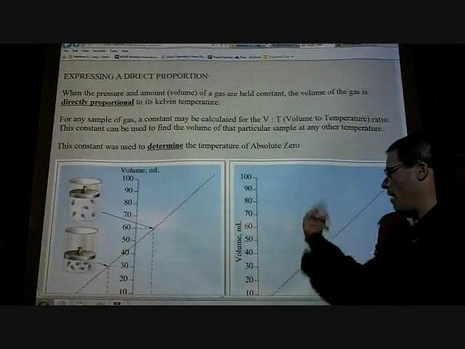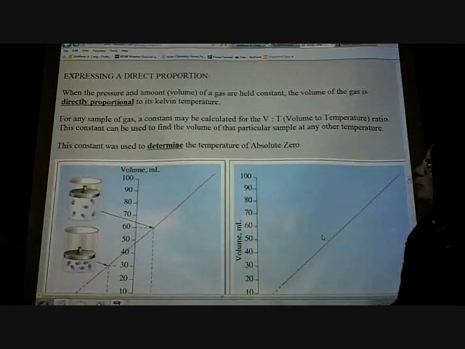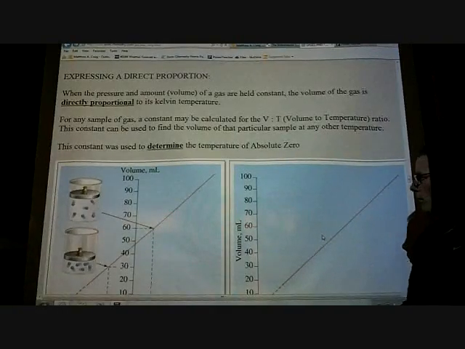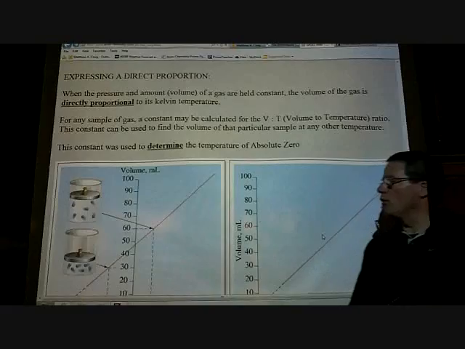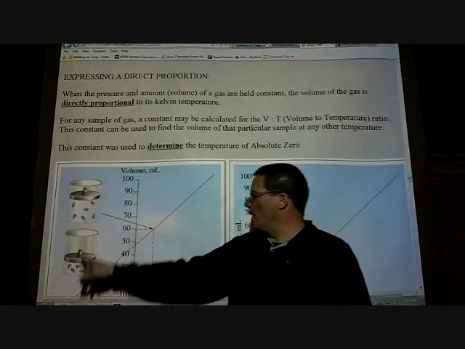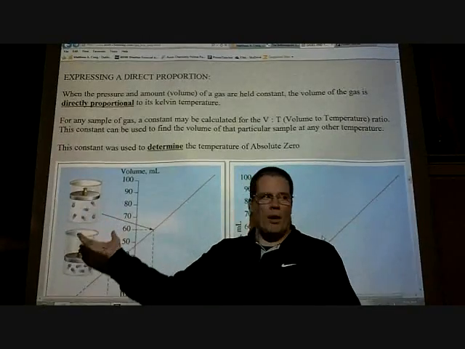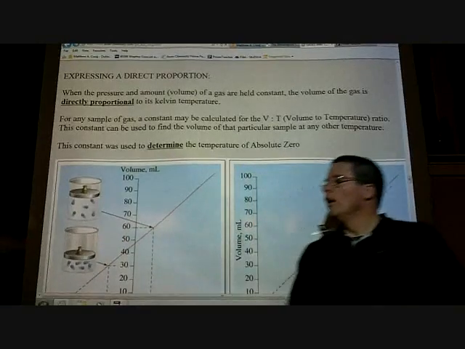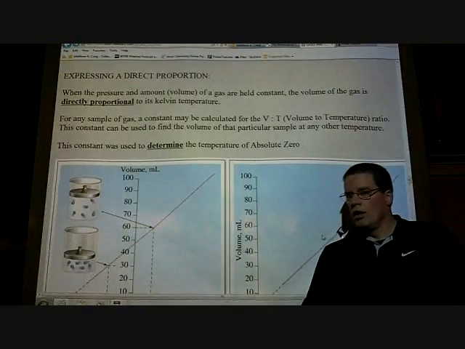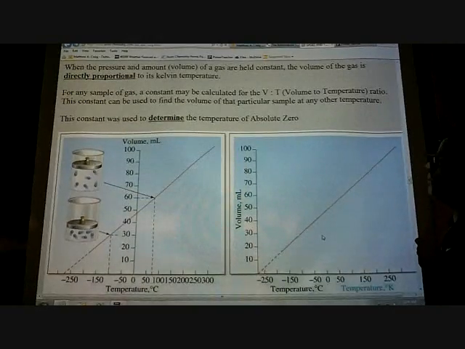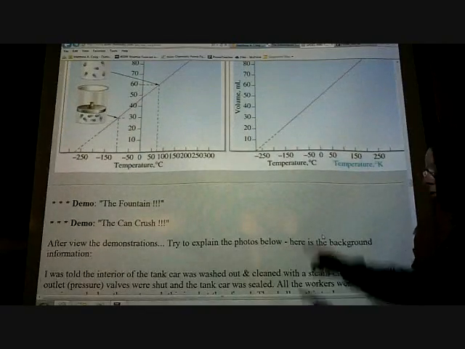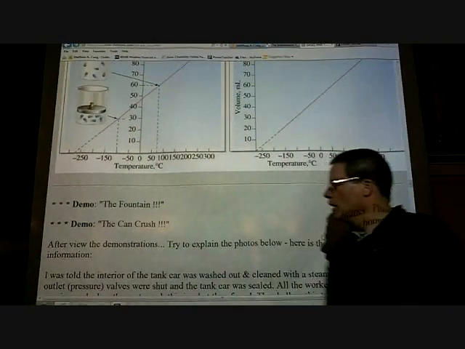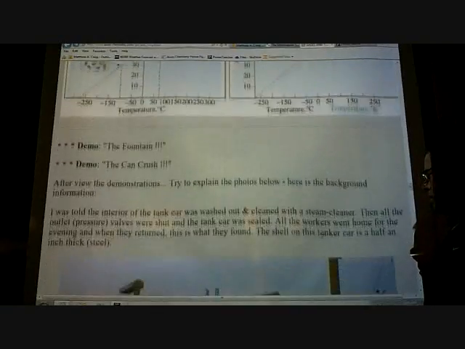And here's a nice little graphic that you have in your notes that shows the directly proportional relationship. As the temperature increases, so does the volume. Notice that in this graphic here, there are the same number of particles, but as the temperature increases, they're moving a little more quickly. They exert more pressure, which increases the volume. We'll do that once we turn the lights back on.